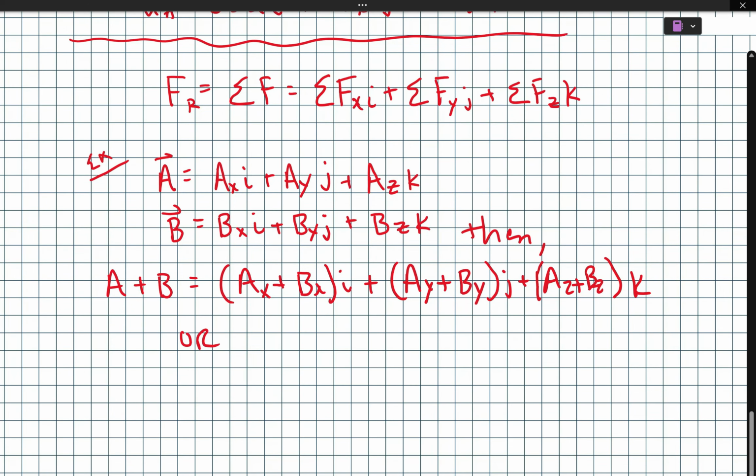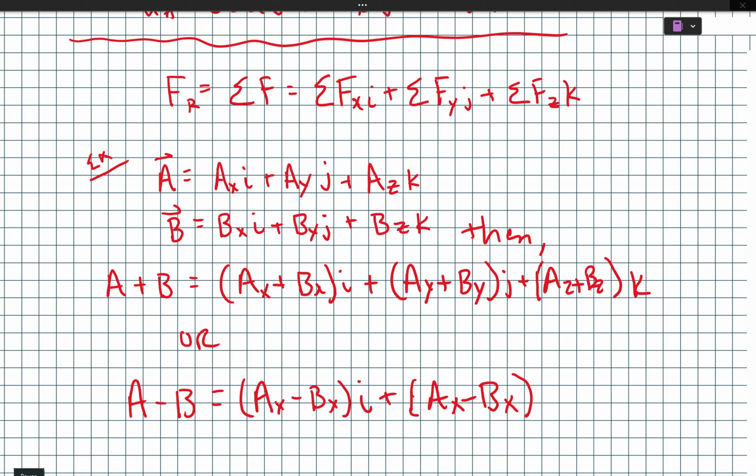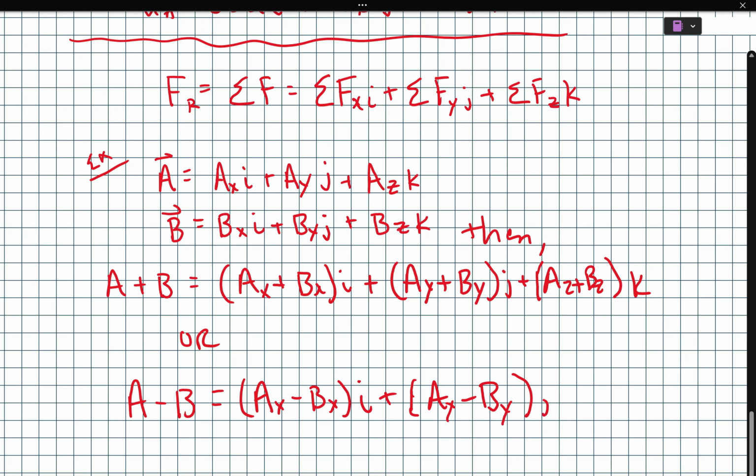All right, or we could also show a minus b. So then I'll just write a sub x minus b sub x i plus a sub y minus b sub y. I'm sorry, I'm writing x's again. I should be writing j's, should be writing y's. This is the j direction, plus a sub z minus b sub z k. Remember, that's minus b sub z k.